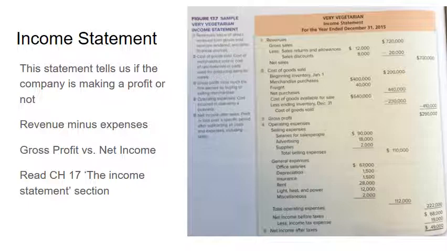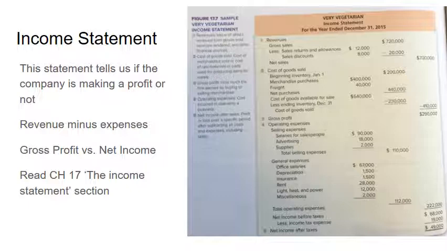We see they have total revenues of $720,000 up at the very top of this sheet. And if you look all the way down at the very bottom, item 5 at the bottom where it says net income after taxes, $49,000.